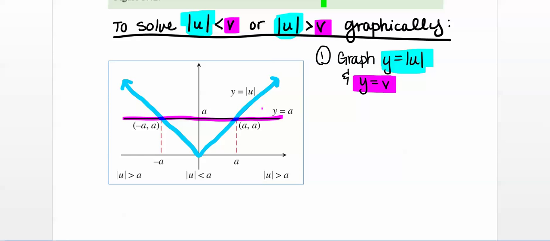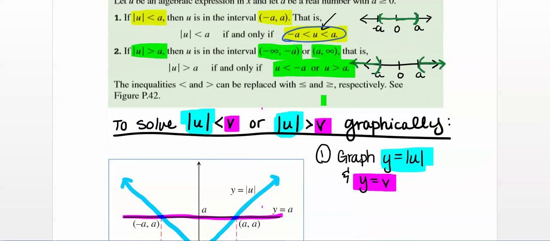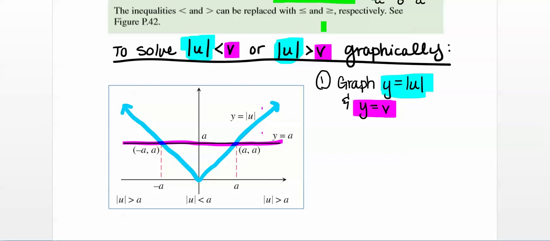You know what, I don't know why I'm using v. They used a, and I'm messing it all up. I don't know where the v came from. I'm just going to change that. My apologies. Okay, y equals a. Not that it really matters, it's just an arbitrary constant, right? Okay, so there's y equals a. So y equals the absolute value of u.